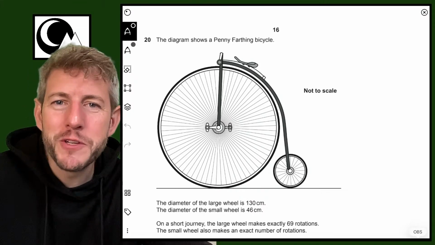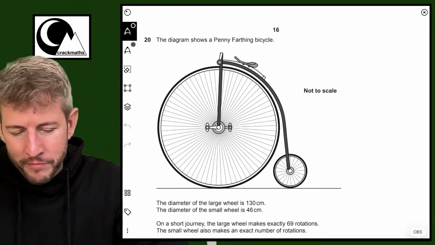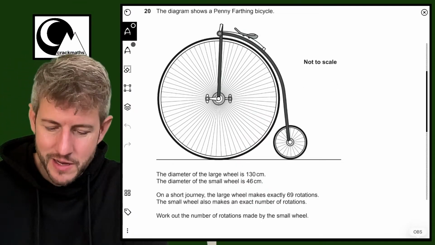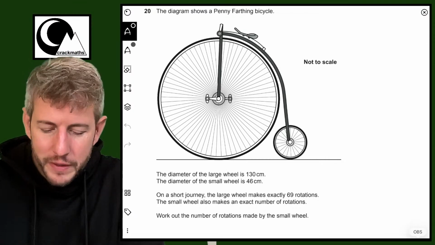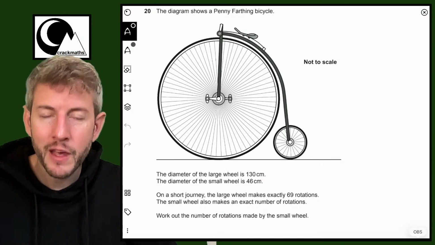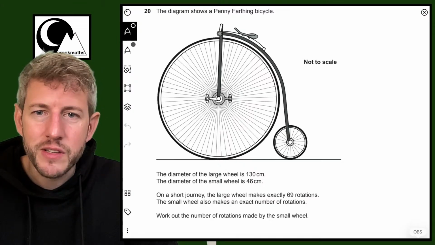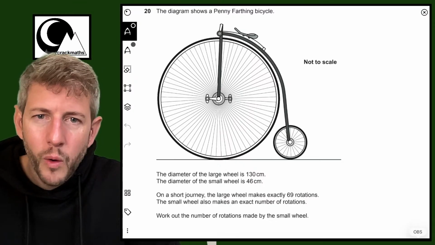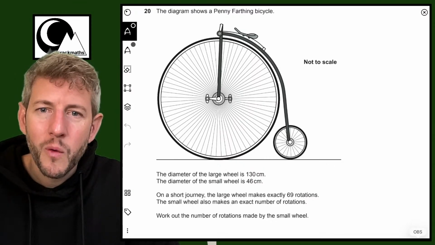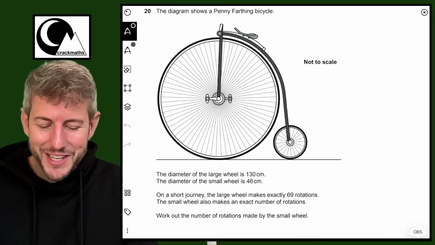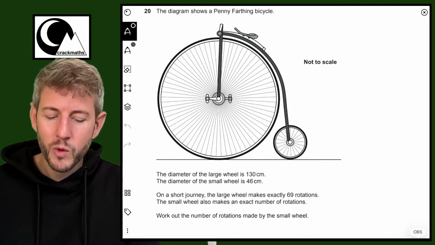So the diagram shows a penny farthing bicycle. The diameter of the large wheel is 130 centimetres. The diameter of the small wheel is 46 centimetres. On a short journey, the large wheel makes exactly 69 rotations. The smaller wheel also makes an exact number of rotations. Work out the number of rotations made by the smaller wheel.